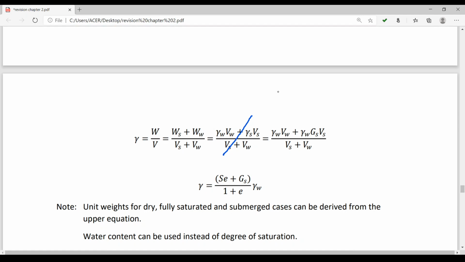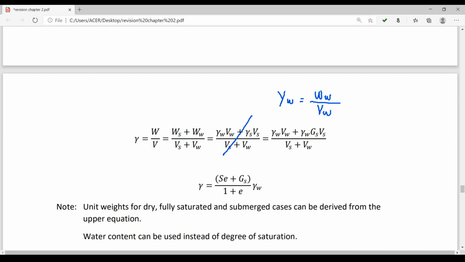That is from the definition of your unit weight. So the unit weight of water is equal to the total weight of that object, which is water, all over the total volume of that object, which is also water. So Yw equals Ww over Vw, and if you transpose this, Ww equals Yw and Vw.